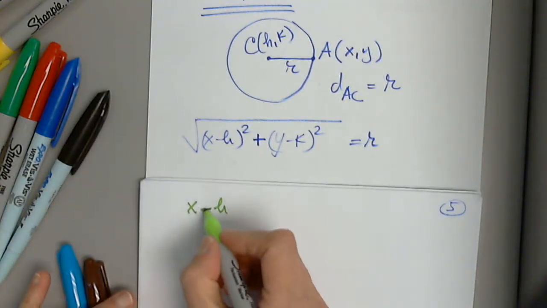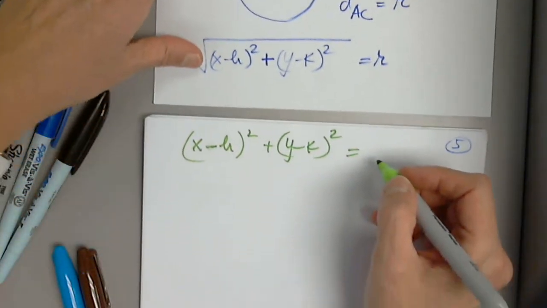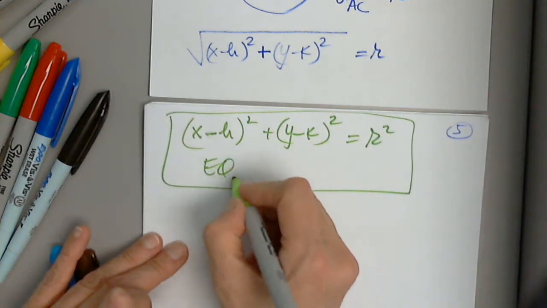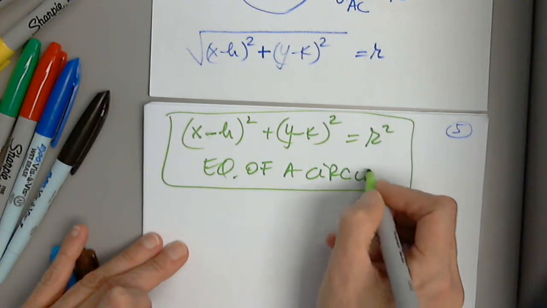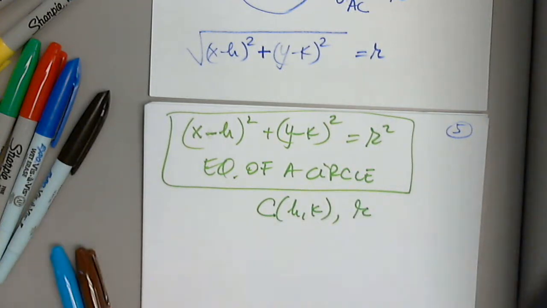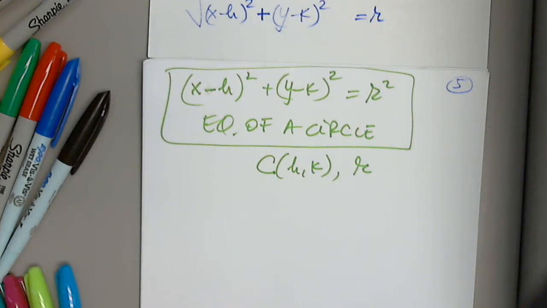So then we have x minus h, everything squared, plus y minus k, everything squared equals r squared. This is the equation of a circle with center h comma k and radius r. There are 3 types of problems in this section for the circle. Okay, 3 types.